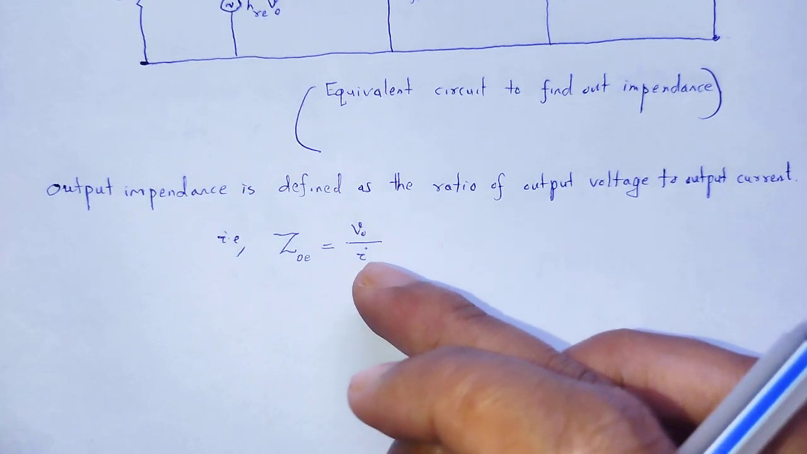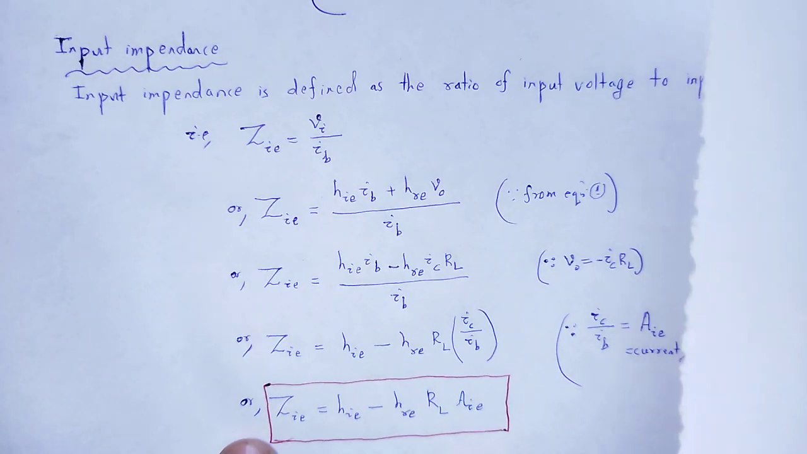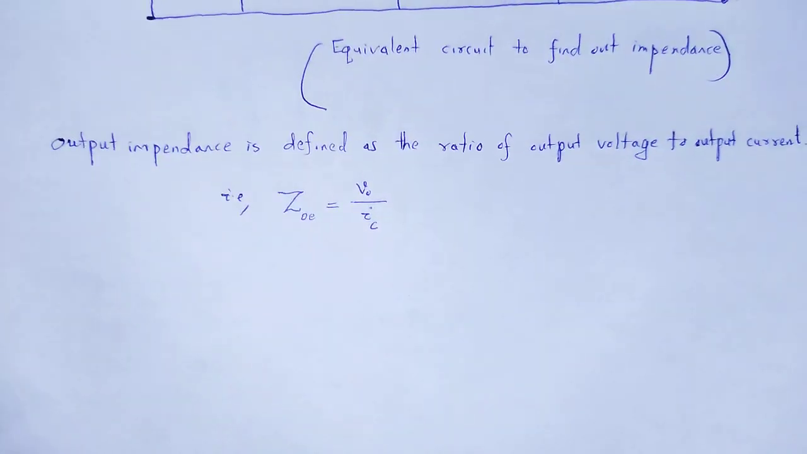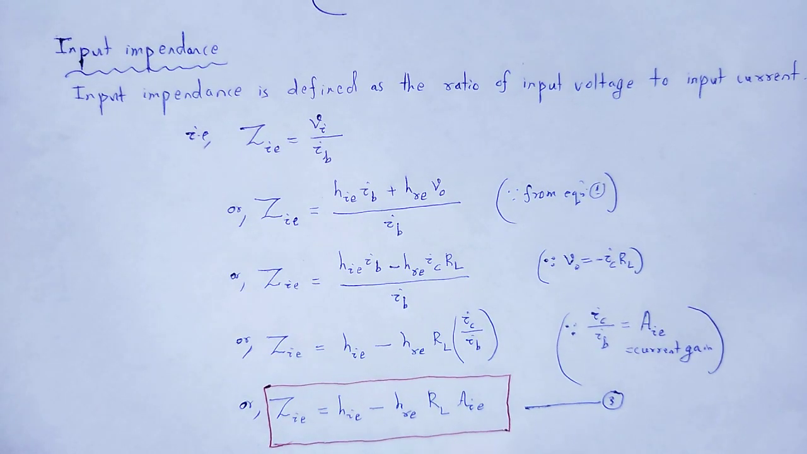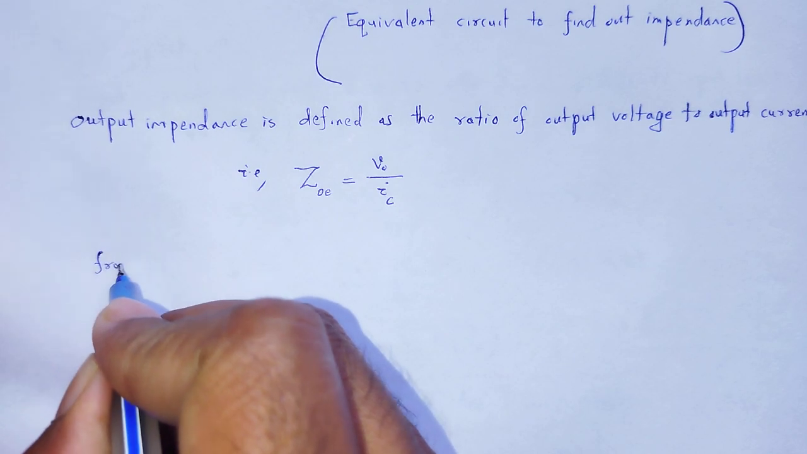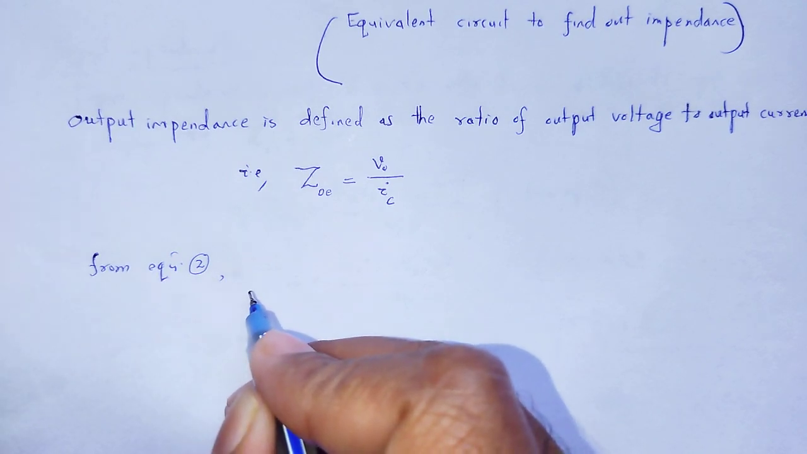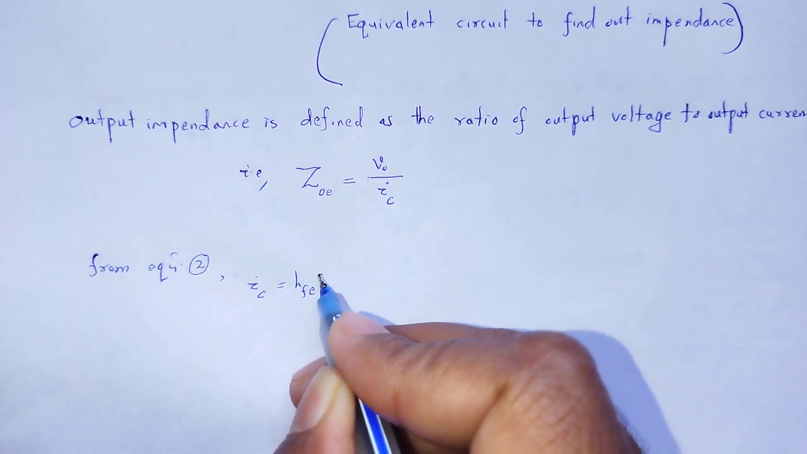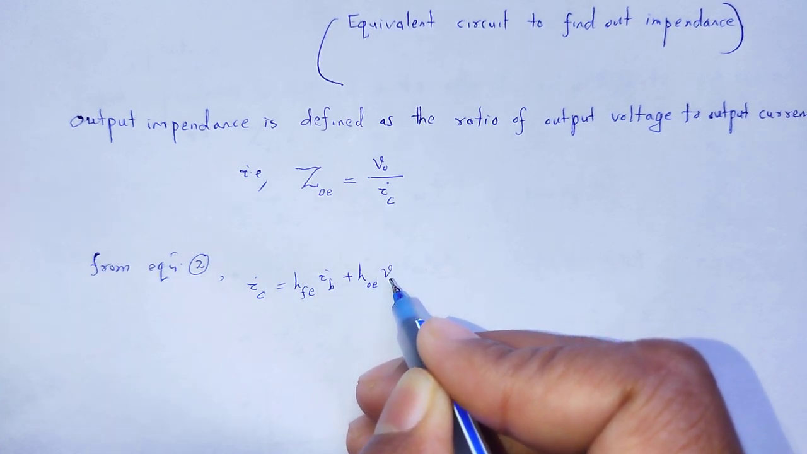To calculate IC, as we know the value of IC from equation number 2, the value of IC is equal to HFE IB plus HOE VO.